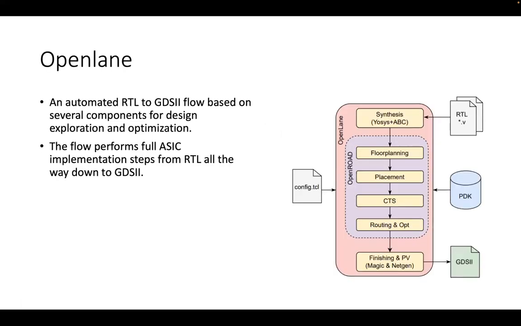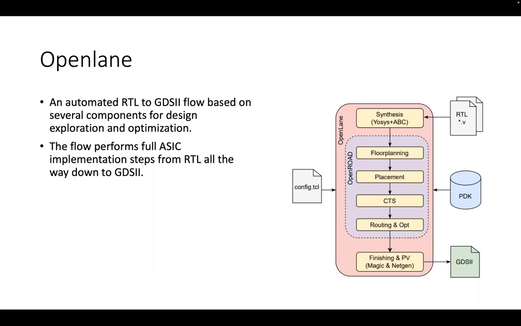A quick recap on OpenLane. OpenLane is an automated RTL to GDS flow based on several components for design exploration and optimization. The flow performs full ASIC implementation steps from RTL all the way down to GDS, from running synthesis, floor planning, placement, clock tree synthesis, routing and optimization, and finally finishing off with the GDS file.